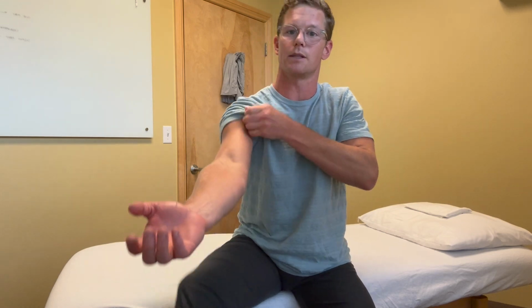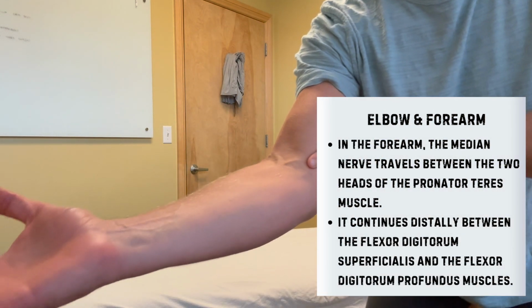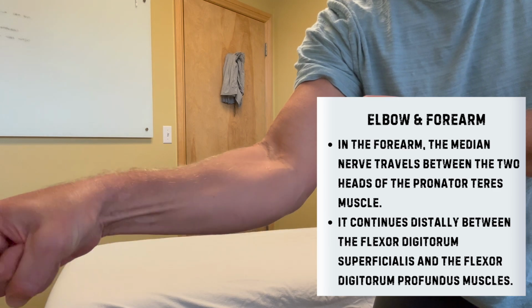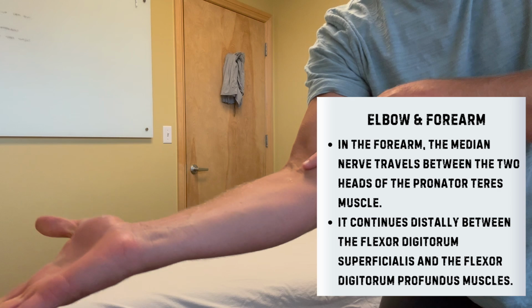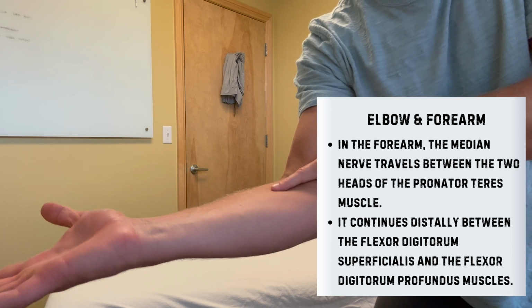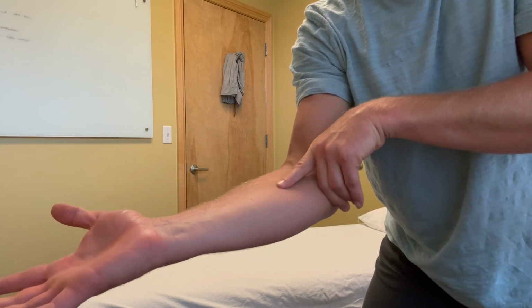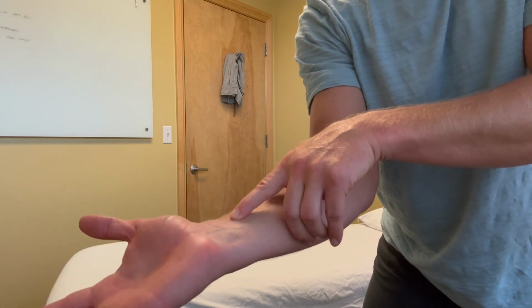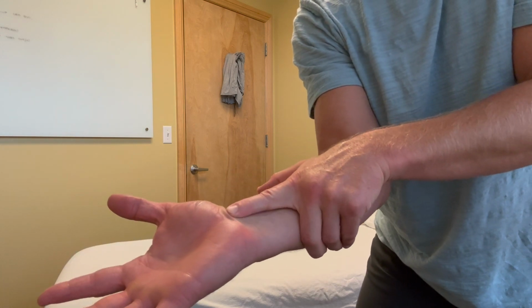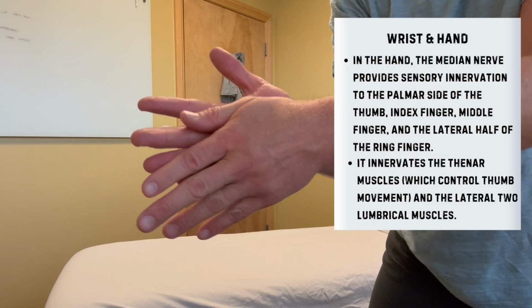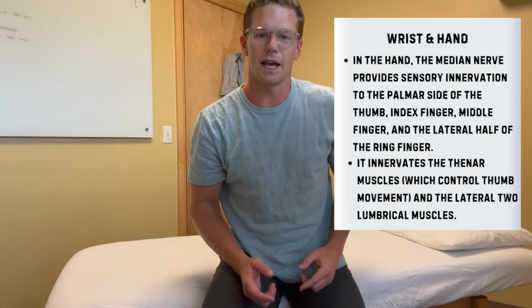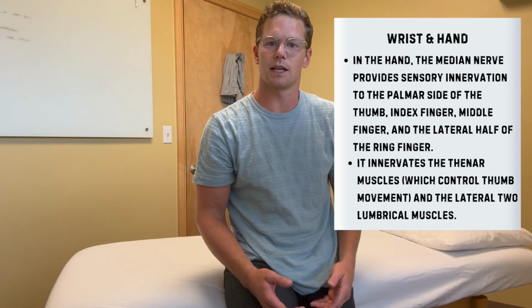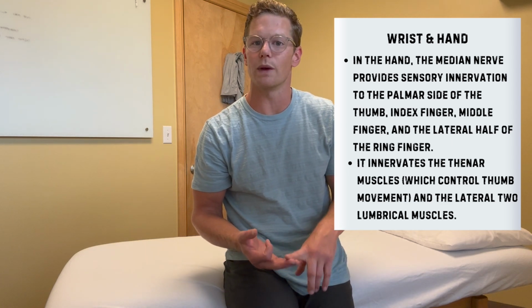So if you see here, it runs through this area here, and at the elbow, it dives under the pronator teres muscle. And for the median nerve, the muscle that turns the hand down this way is the pronator muscle. So the median nerve dives underneath or between the heads of the pronator teres muscle, travels through the forearm, and then enters the wrist right about here to innervate these 3.5 fingers there. Because of that, it can lead to signs and symptoms such as numbness, tingling, or weakness.